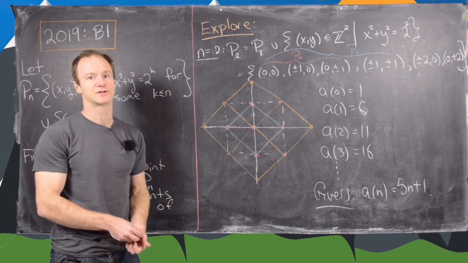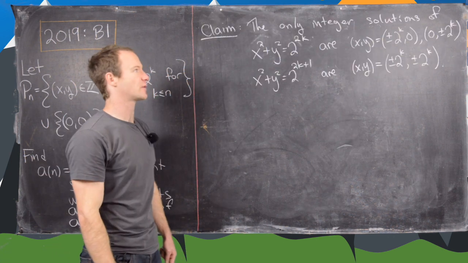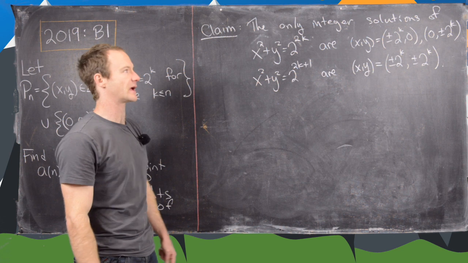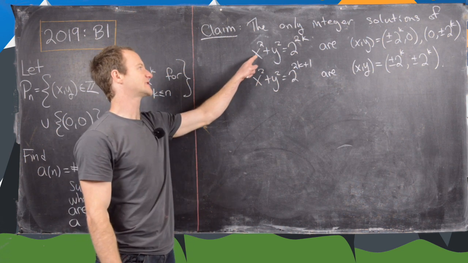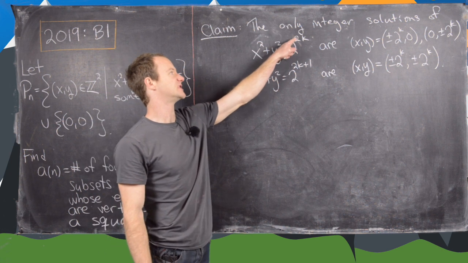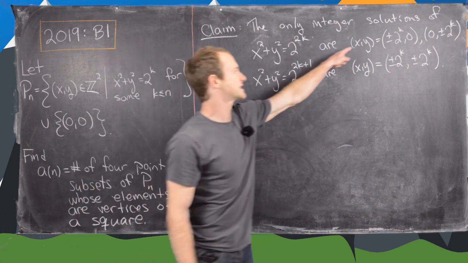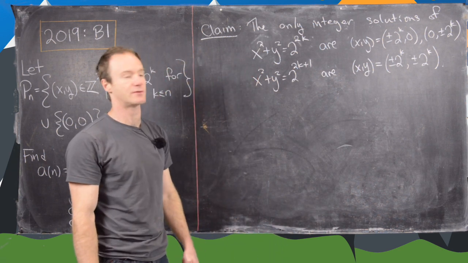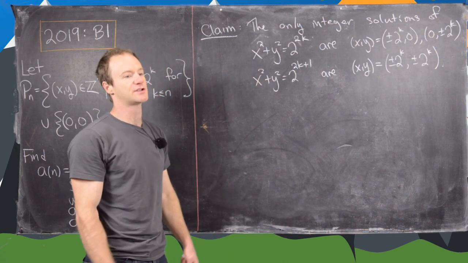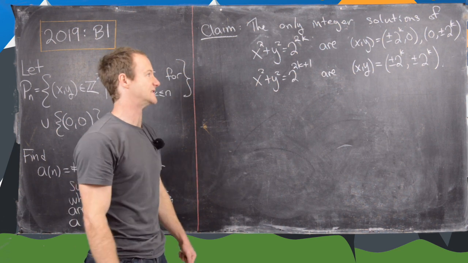So that'll be our first goal. To get us started with our careful solution, we're going to prove the following claim. The only integer solutions to the equation x squared plus y squared equals 2 to the 2k are (x, y) equals (plus or minus 2 to the k, 0) or (0, plus or minus 2 to the k). Those are happening on the coordinate axes.